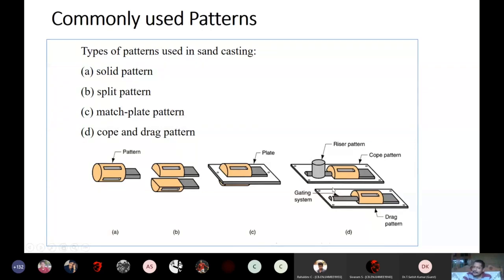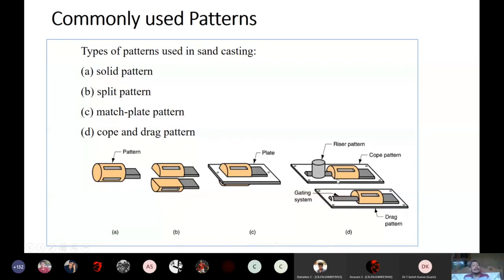Cope and drag, it is again all the runner, riser, gating system, everything is fitted together. That is called the cope and drag pattern, where the mold you can make in two different places, and finally during the time of assembly, you can join together without any issues. So exactly the plate dimensions of both will be the same. However you keep it, you will get the mold cavity easily by using this cope and drag pattern.